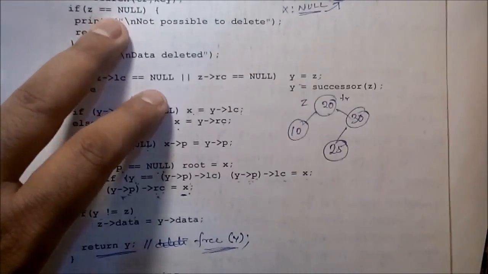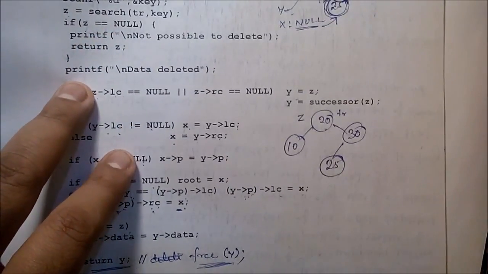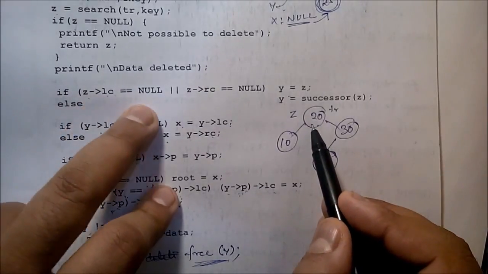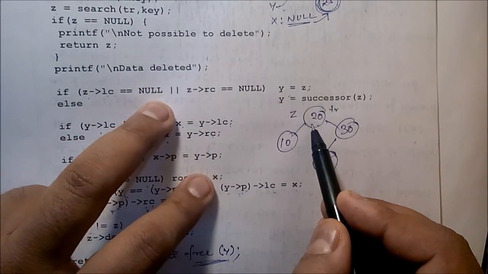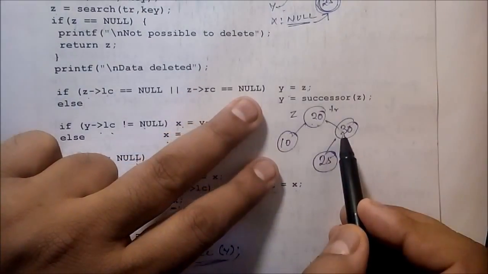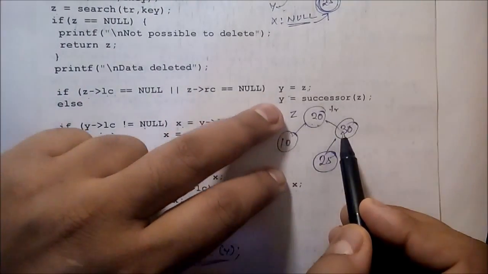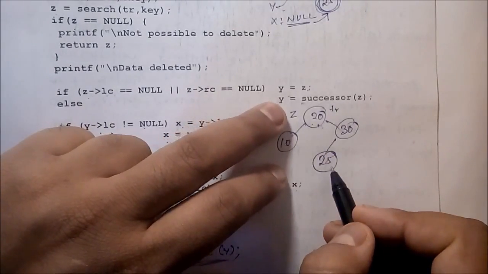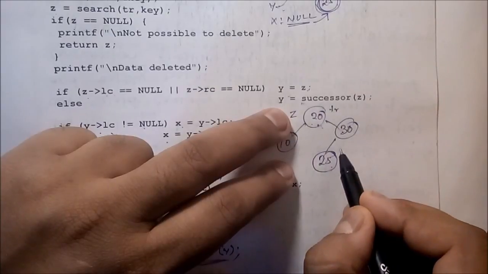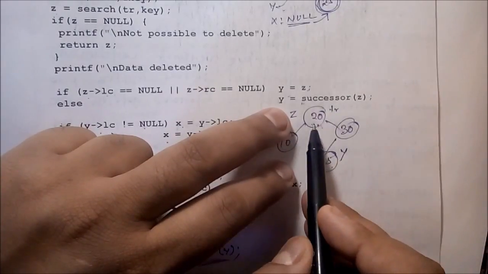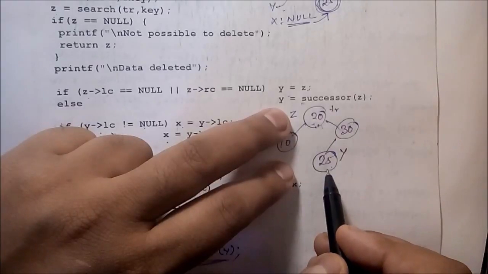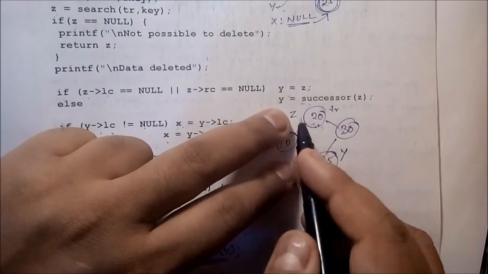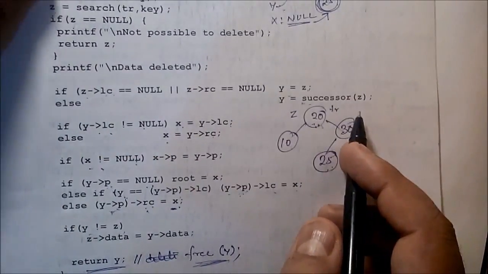Now z is equal to null, the condition is false. Now z left child equal to null, the condition is false. Z right child equal to null, the condition is false. So execute the else part. Y is the successor of z. What is the successor of 20? Successor of 20 is 25. So y is equal to successor of z, so this is nothing but our y, because the successor of 20 is 25. Please refer to our previous video to know the working principle of the successor function.